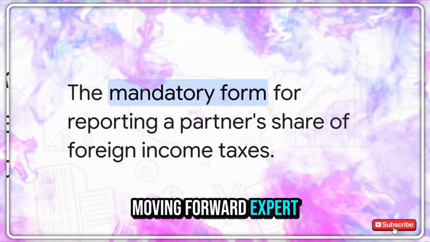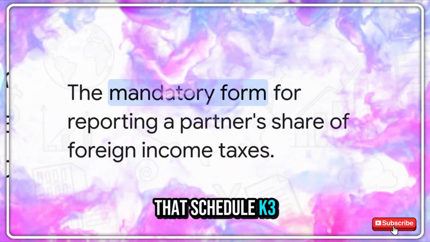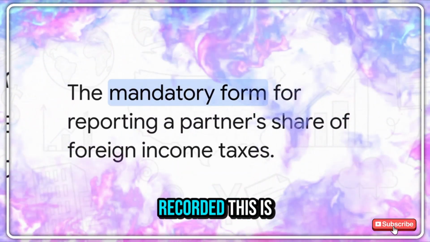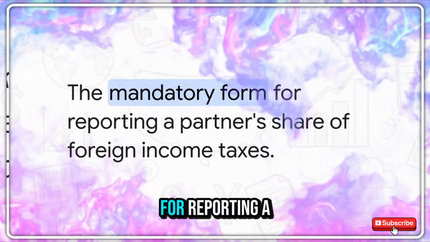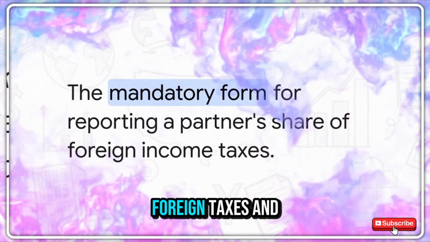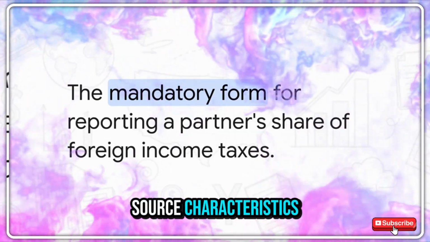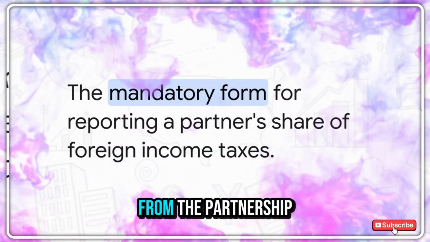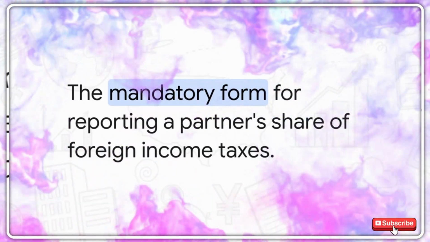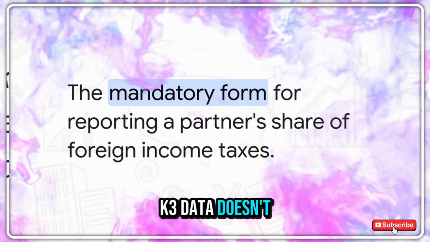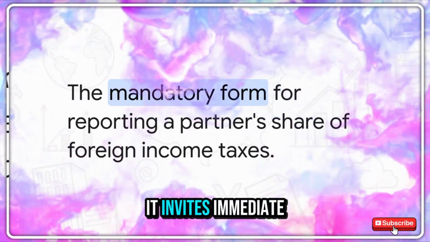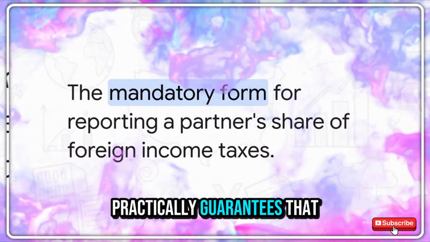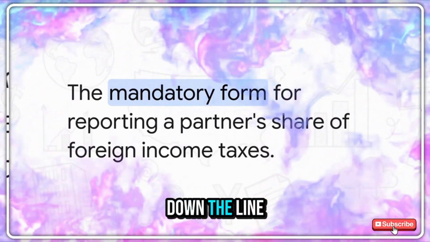Moving forward, expert documentation reveals that Schedule K-3 is the absolute critical hub where this proportional flow-through is officially recorded. This is the mandatory mechanism for reporting a partner's proportionate share of foreign income, foreign taxes, and source characteristics. It is absolutely not optional, and it demands incredibly granular data from the partnership to satisfy the tax authorities. Missing or incomplete K-3 data doesn't just raise an administrative eyebrow, it invites immediate regulatory scrutiny. The ruthless efficiency of the IRS practically guarantees that missing this step will trigger audits down the line.